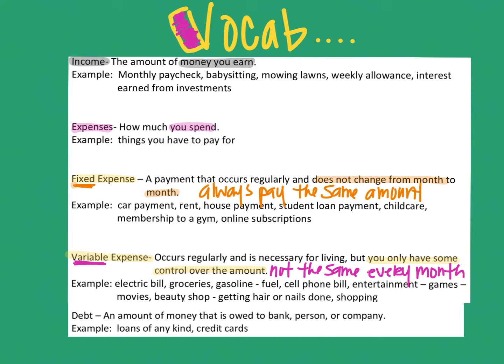Okay, and then the last thing on the vocab list is debt. Debt is when you owe money to someone. So a loan or like a credit card is also a type of debt.